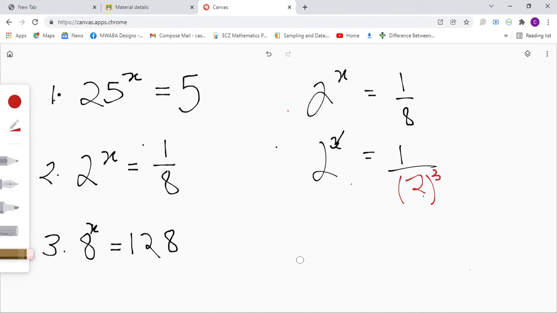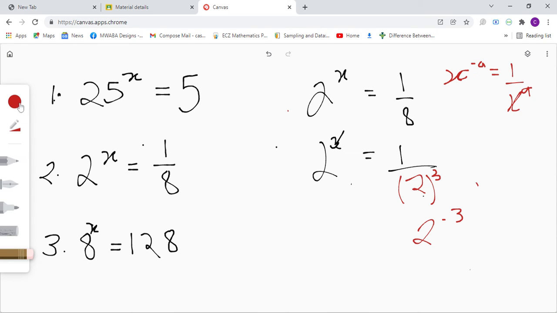Right, so now remember our law of indices: whenever you have a negative exponent, it gives you the reciprocal. For example, x to the power negative a equals 1 over x to the power a. All right, so here we're just doing the reverse. So 1 over 2 to the power 3 is similar to 2 to the power negative 3.